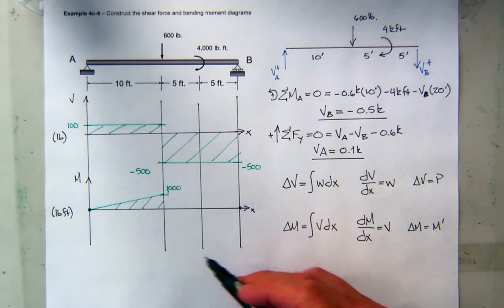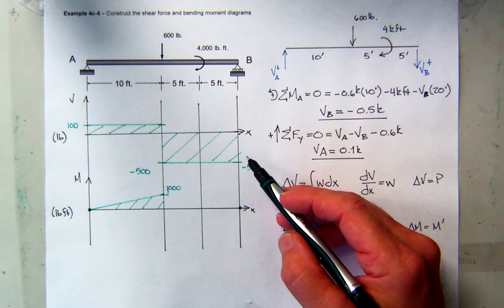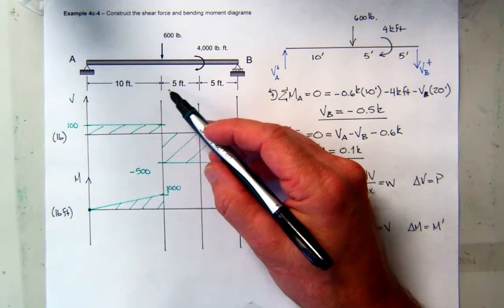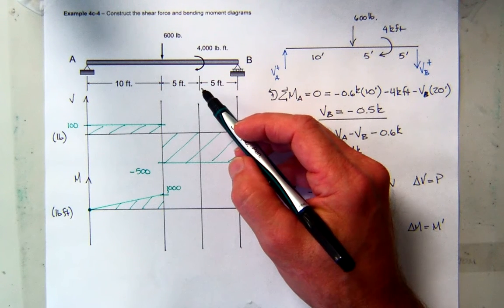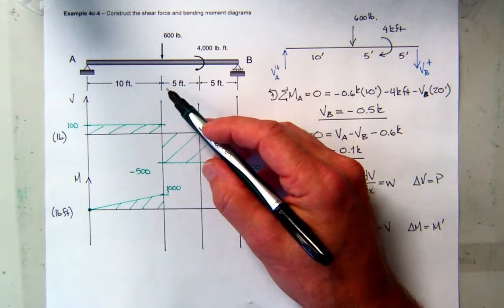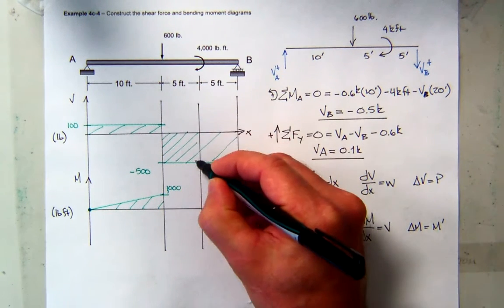What's the change in moment? Can I do it over the next 10 feet? No, because I've got this guy. So I'll have to go just to the left of it. So I'll go just over this 5-foot interval. So what's the change in the moment just over this part of the shear diagram?